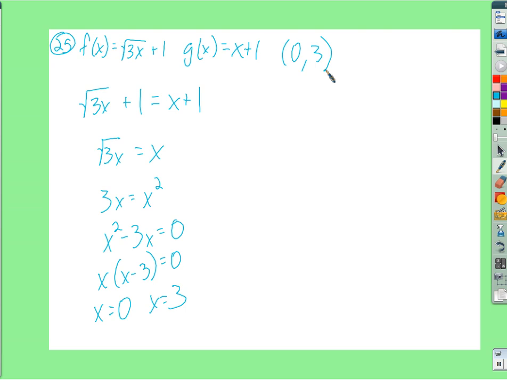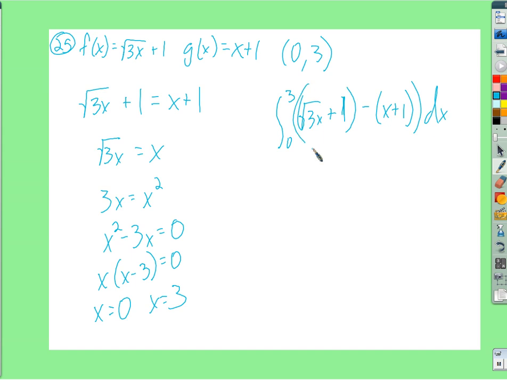How do we do that? Definite integral from 0 to 3 of f of x minus g of x, and not g of x minus f of x. Because when I look at the graph, f of x is that square root function, which is above the linear function. And so we're going to take the square root of 3x plus 1, that function, minus this function, x plus 1.